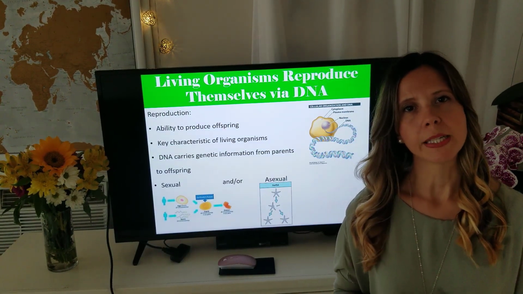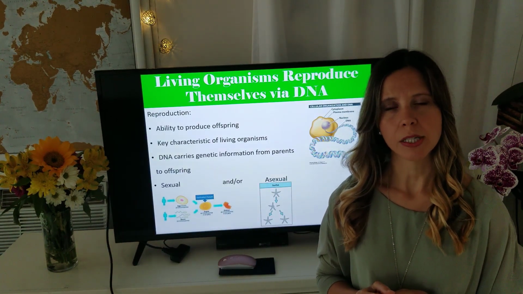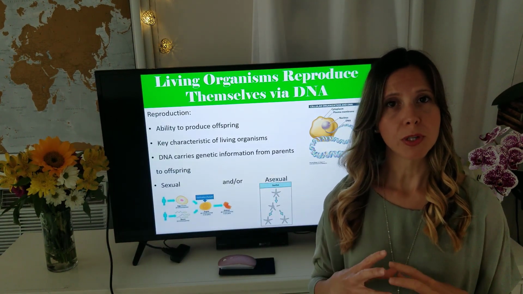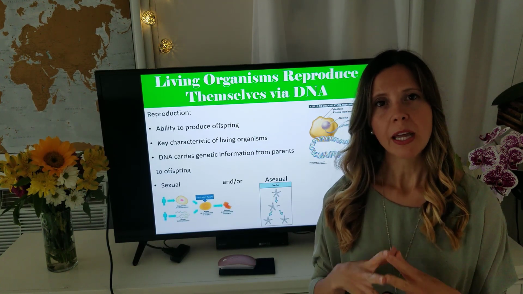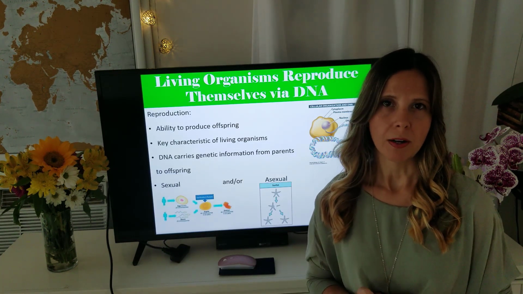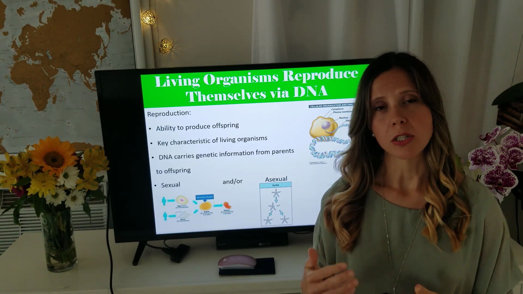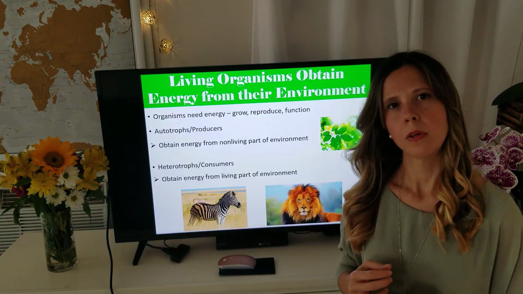We have 2 basic types of reproduction, sexual and asexual reproduction. Sexual reproduction requires 2 individuals coming together, fusing their genetic information with one another. Asexual reproduction just requires one individual making a copy of themselves. The genetic information does not change from one generation to the next during asexual reproduction.